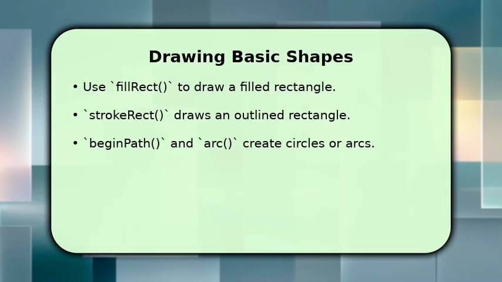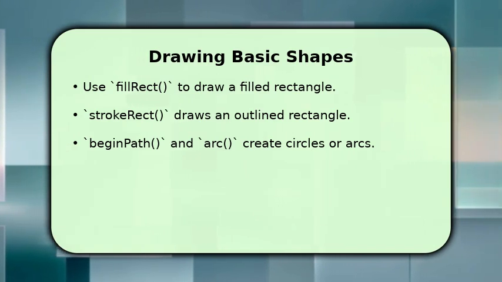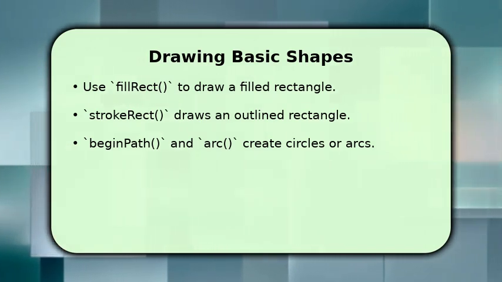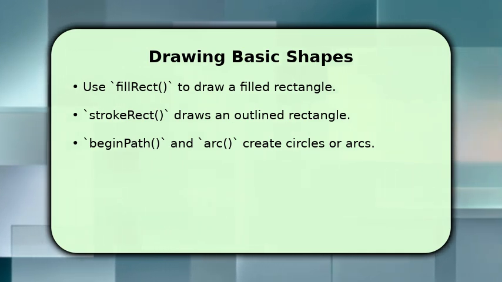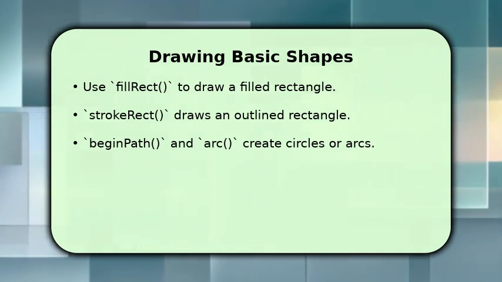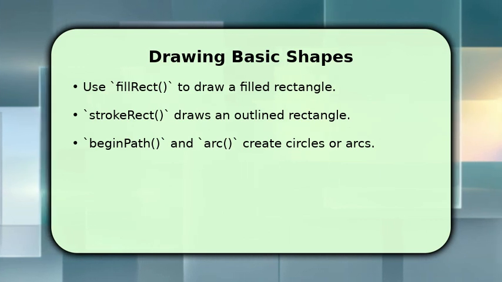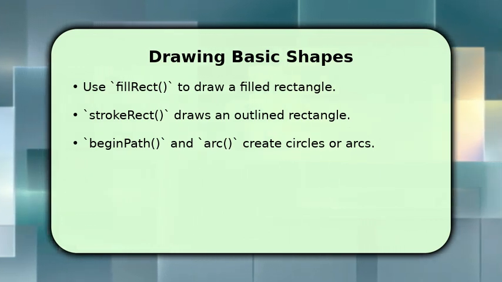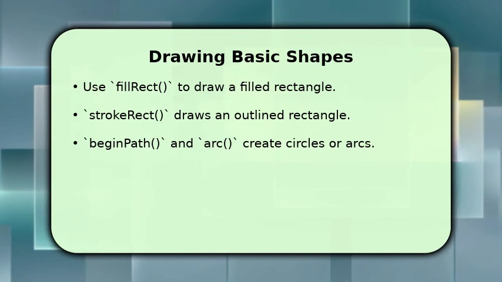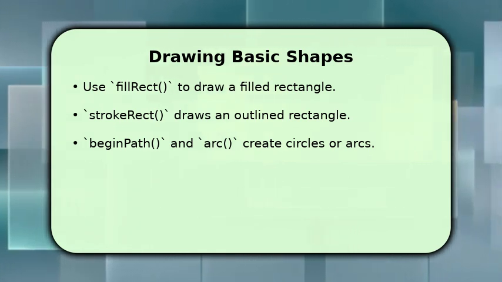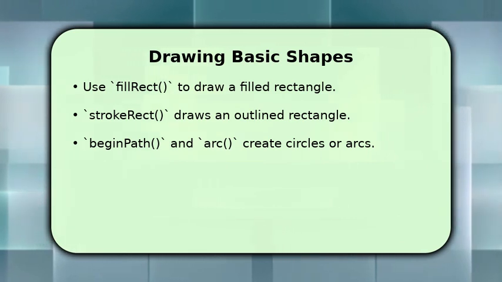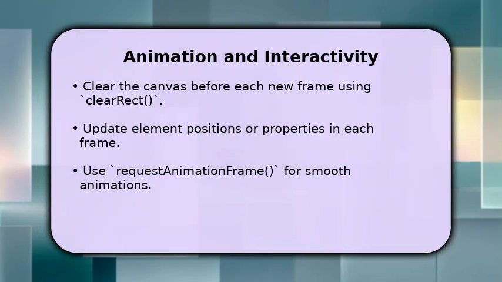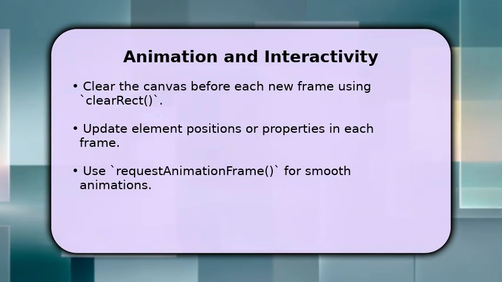With your canvas context ready, you can start drawing. To create a solid rectangle, use the fillRect method, specifying its x, y, width, and height. For an outlined rectangle, strokeRect is your go-to. Drawing circles or arcs involves beginPath, arc, and then fill or stroke. You can also draw custom lines by moving to a starting point with moveTo, and then using lineTo and stroke.